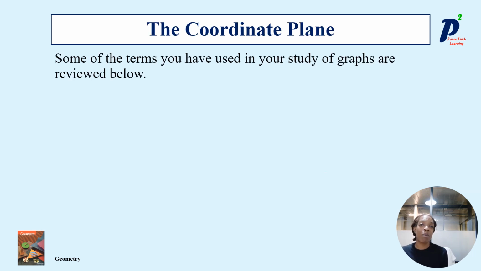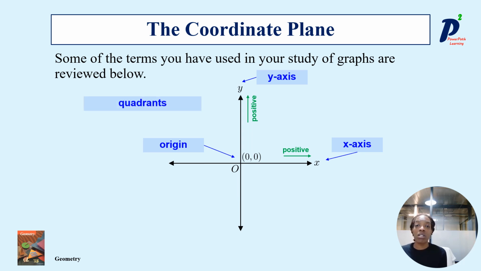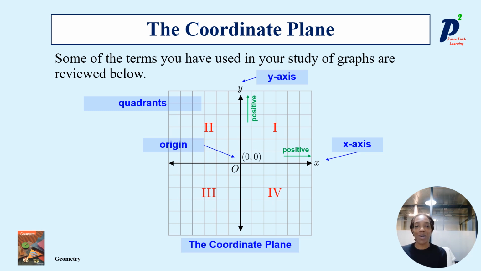Let's review some terms that you probably remember from primary school in coordinate geometry. The origin is the point (0, 0), usually denoted with the letter O. The x-axis is a horizontal line that passes through the origin, and its positive direction is to the right. The y-axis is a vertical line that passes through the origin, and its positive direction is up. The quadrants are the four regions formed by the intersection of the axes, and they're labeled 1 to 4 using Roman numerals, starting in quadrant 1 and moving counterclockwise until you reach quadrant 4. Finally, the plane of the x-axis and the y-axis is called the coordinate plane. Now, how much of that do you remember?